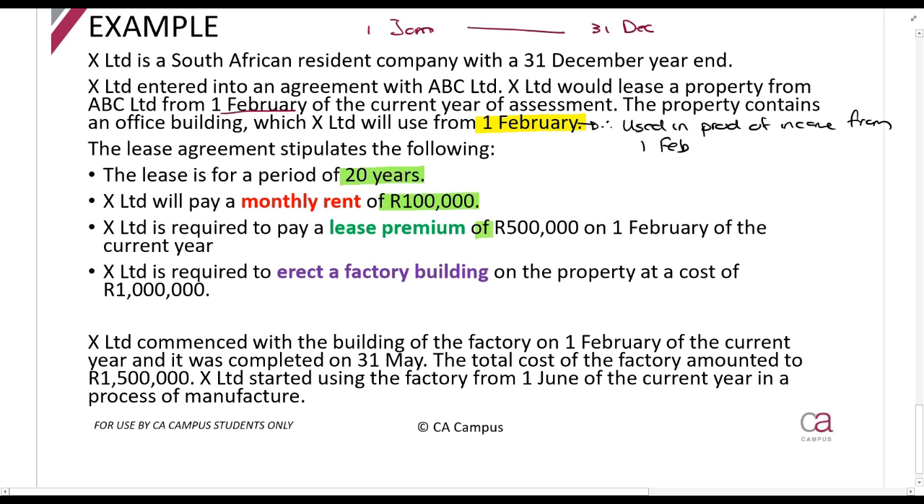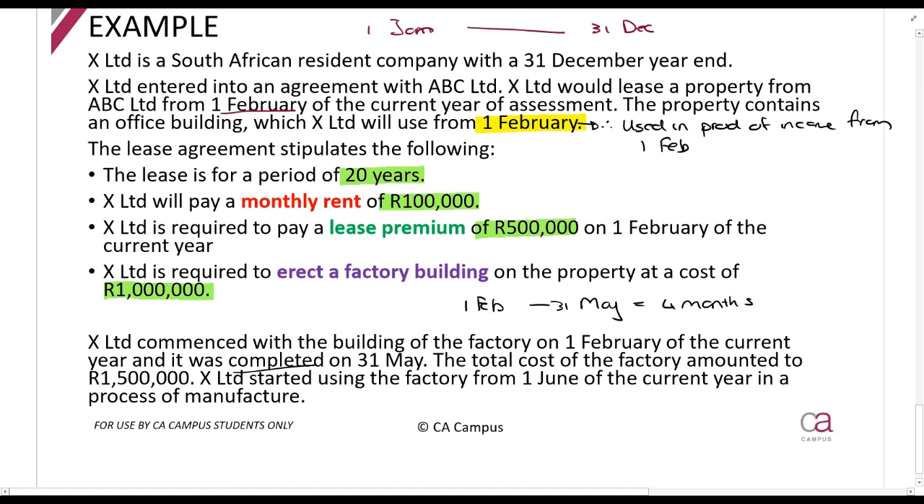A lease premium of 500,000 rands is payable, and X Limited is required to erect a factory on the property at a cost of R1,000,000. But then it tells us X Limited commenced with the building of the factory on the 1st of February, and it was completed on the 31st of May. So 1 Feb to 31st of May, February, March, April, May, 4 months. So it took 4 months to complete this factory.